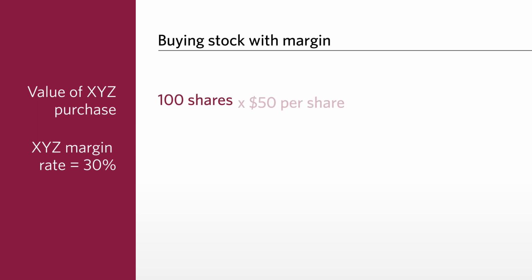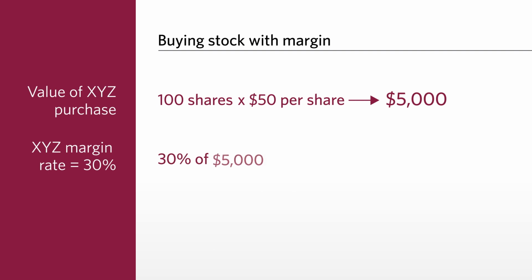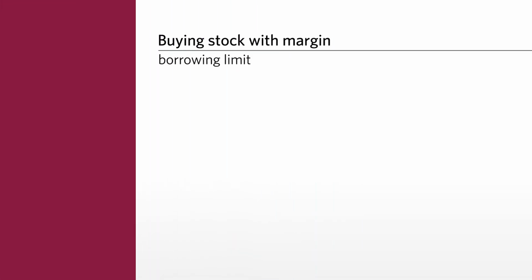100 shares times $50 per share equals $5,000. 30% of $5,000 is $1,500. You'll need at least $1,500 of buying power in your account to make this purchase, and Investor's Edge will lend you the remaining amount. Here's a calculation for the maximum amount that you can borrow.